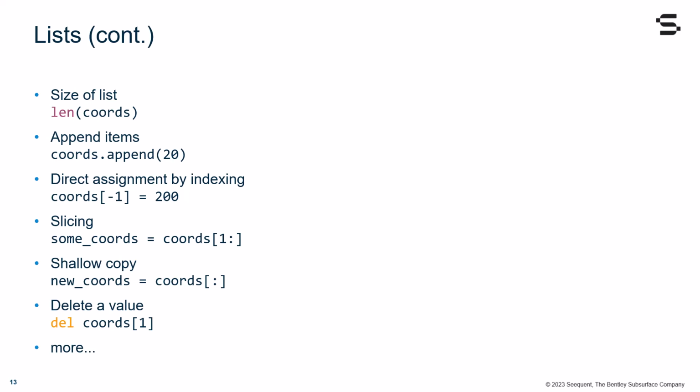You can delete a value by using del coords[1], with 1 being the index of that list. Of course, there is much more lists can do that we cannot cover in this session.